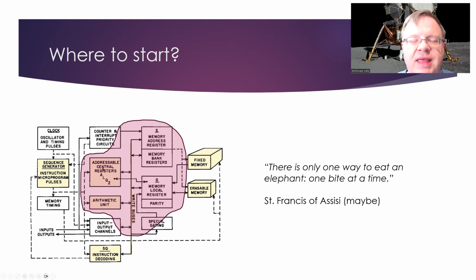We also have what are called the addressable central registers, and I'll talk a little bit about what it means that these are addressable. There's the A, L, Q, and Z. We have the arithmetic unit, and this is the adder that does the computations, and the various registers that go into that. And then later we'll talk about the input and output channels to talk to various components of the spacecraft.